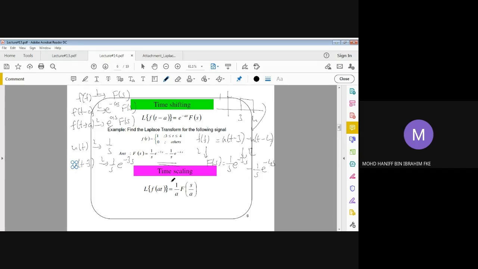Let's have a look at the second. The next property is time scaling. So you have f(at). This means the time scaling property. The Laplace transform for it will simply be 1 over a, F of s over a. That should be the Laplace transform for f(at), which is f(t) experiencing the time scaling of a.